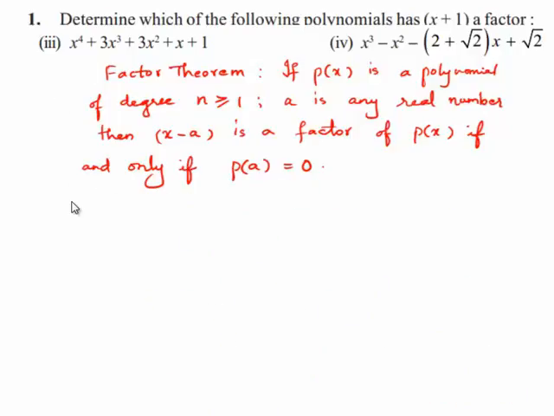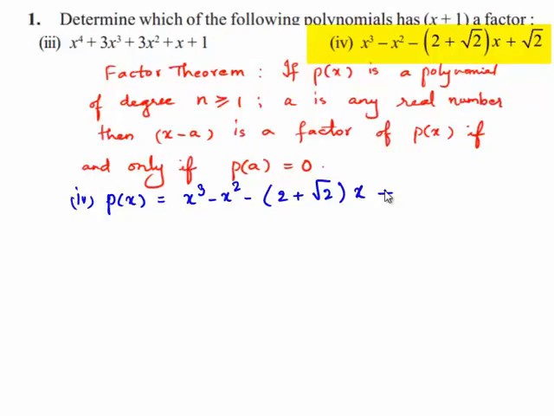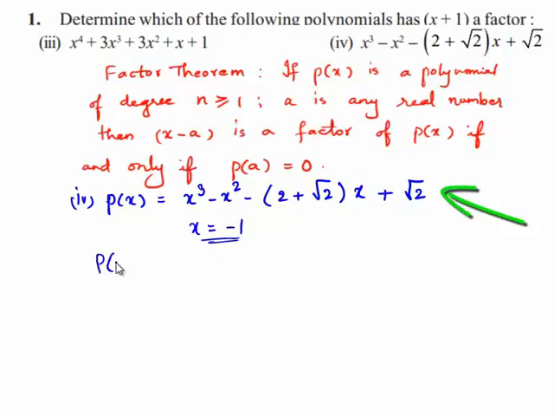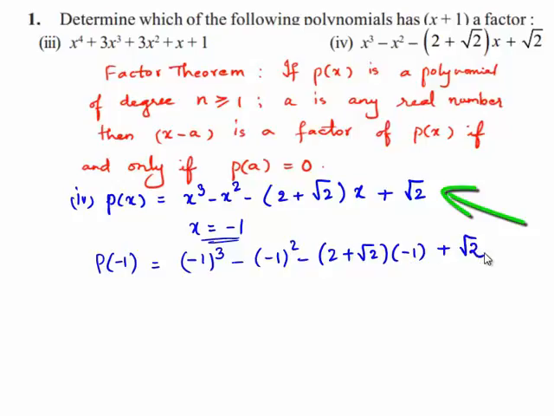Coming to the fourth bit, which is p of x is equal to x cube minus x square minus 2 plus root 2 times of x plus root 2. So the 0 of the polynomial would become x is equal to minus 1. So substituting x is equal to minus 1 in the given polynomial, we will be getting minus 1 whole cube minus minus 1 whole square minus 2 plus root 2 times of minus 1 plus root 2.